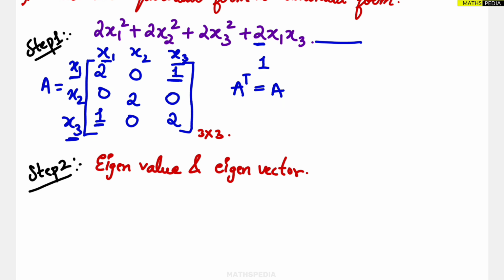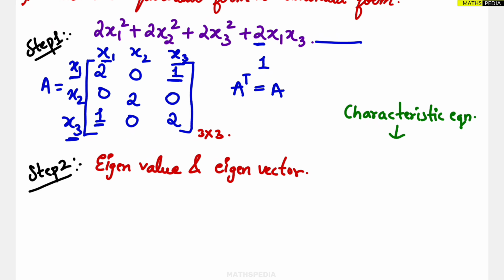Two methods are there. First you have to find out the characteristic equation. After the characteristic equation, from solving that equation you will arrive at eigenvalues. First you have to get the characteristic equation, right? So let me just write here step: characteristic equation.